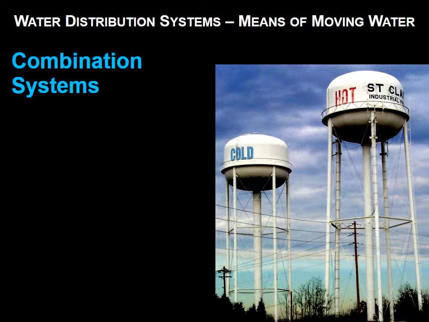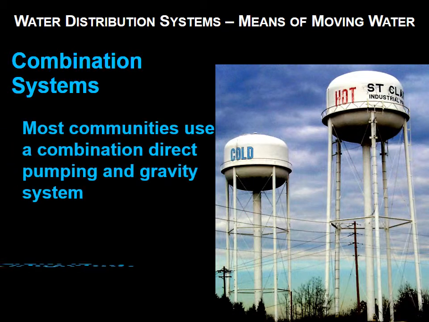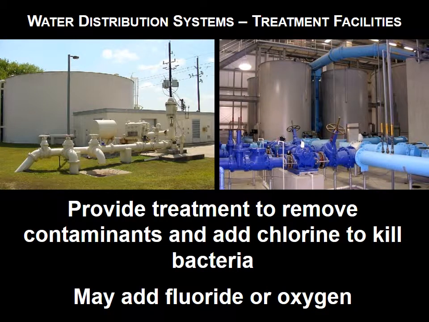Combination systems. Most communities use a combination direct pumping and gravity system. Water is pumped from the treatment facility to elevated storage tanks. That's where you get your pressure from, when it comes down out of these tanks into your mains. Gravity flow is supplied by elevated tanks for storage and pressure. When consumption is high, the tanks supply extra water and pressure. Elevated reservoirs can ensure the water supply when other parts of the system may be inoperable.